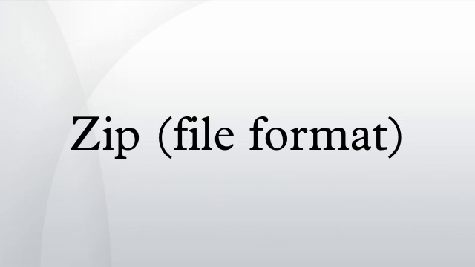This article refers to the archive file format. For the physical device that read and wrote zip disks, see zip drive. Zip is an archive file format that supports lossless data compression. A zip file may contain one or more files or folders that may have been compressed. The zip file format permits a number of compression algorithms.